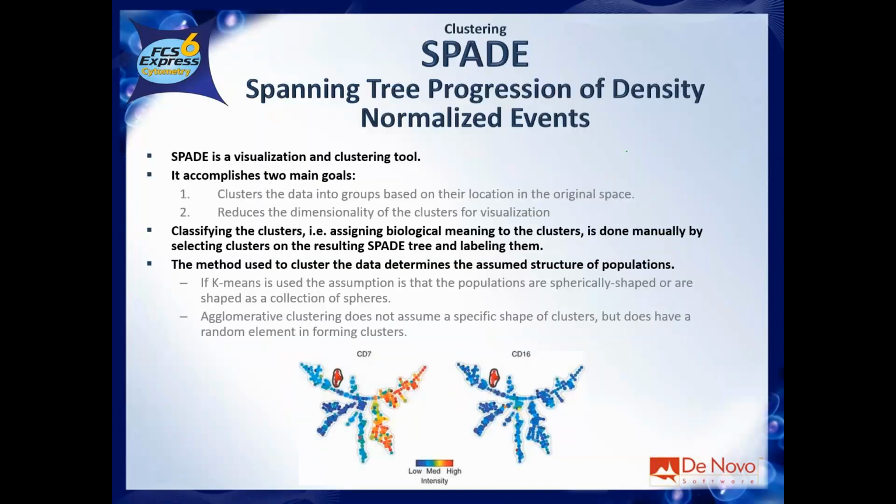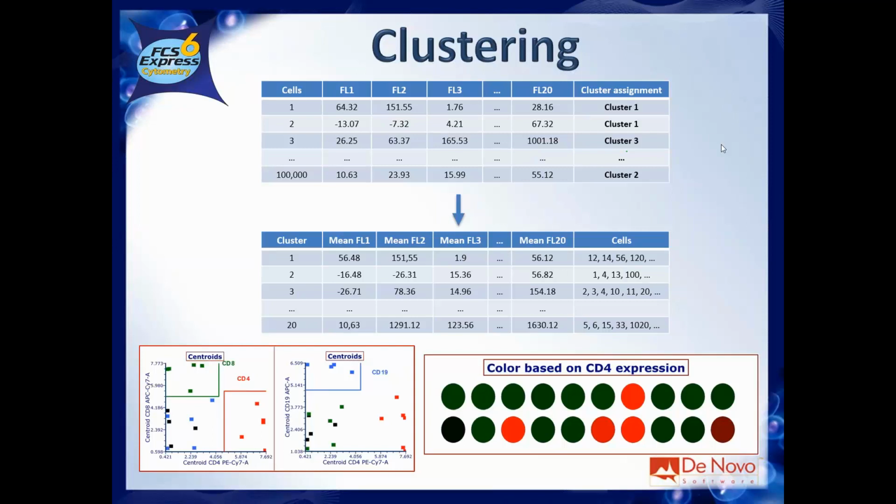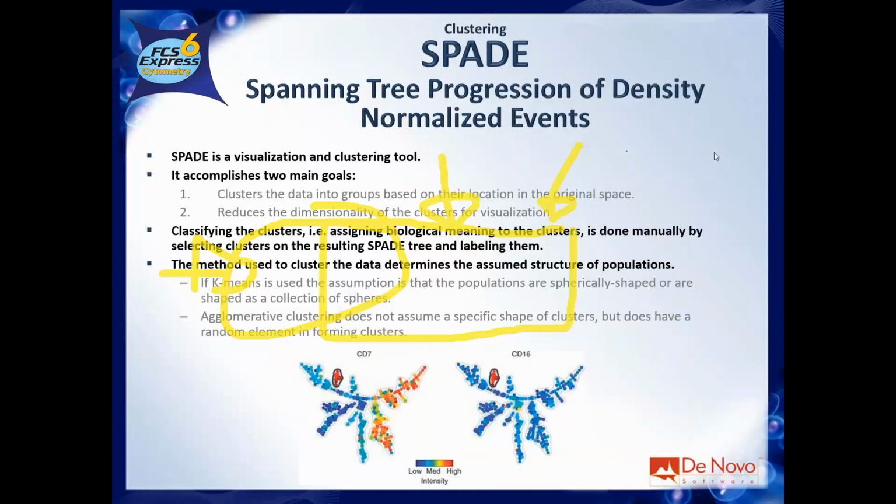So SPADE, it's very smart. So first of all, it's a clustering. So it clusters data into groups, but it also reduces the dimensionality of the cluster. So it's not only doing this, but it's also reducing the dimensionality of the cluster. So it's reducing the number of rows and it's reducing the number of columns. This is the results of SPADE.